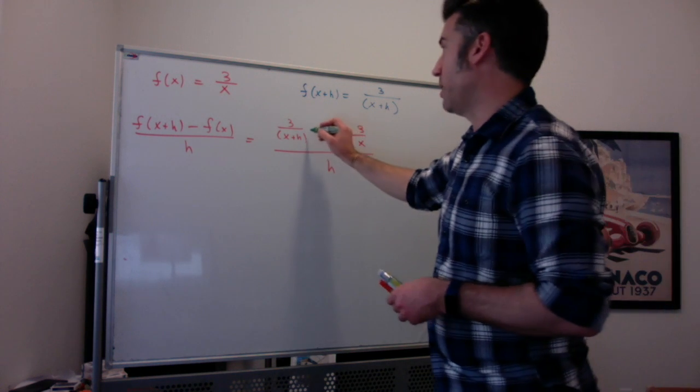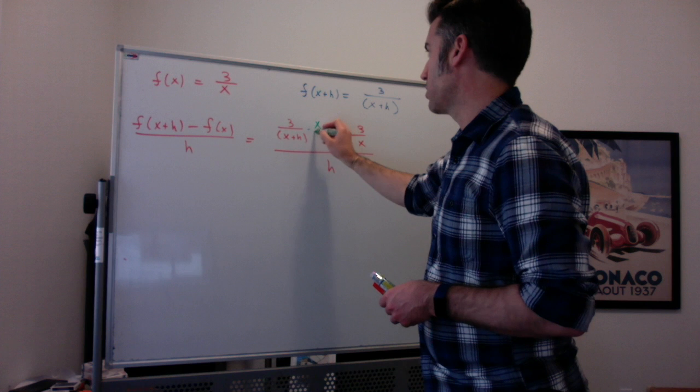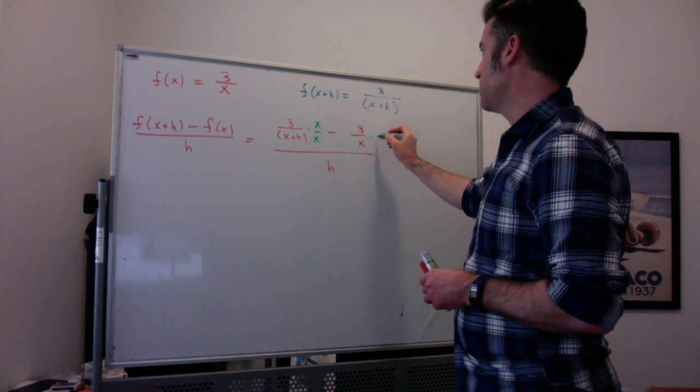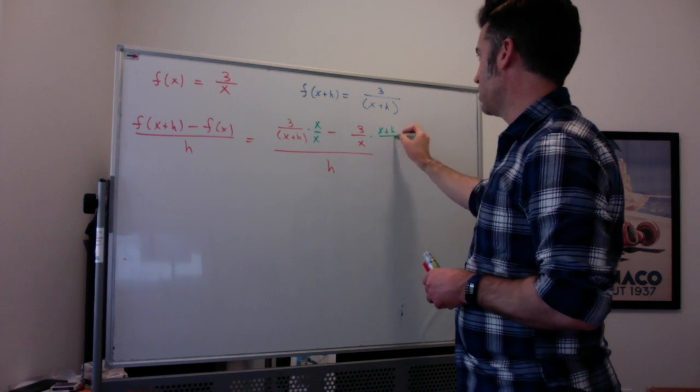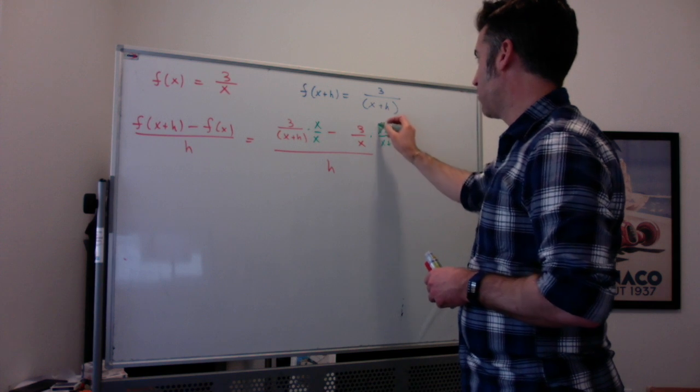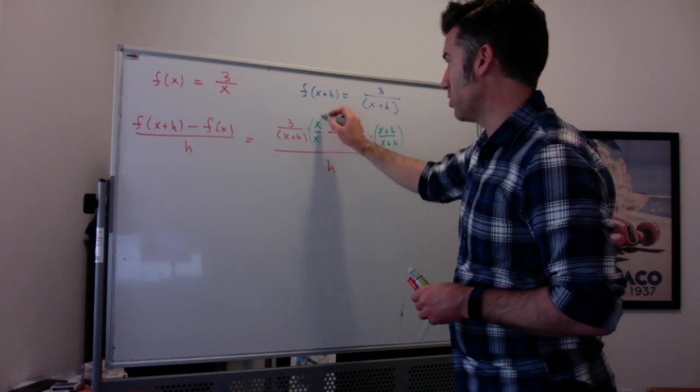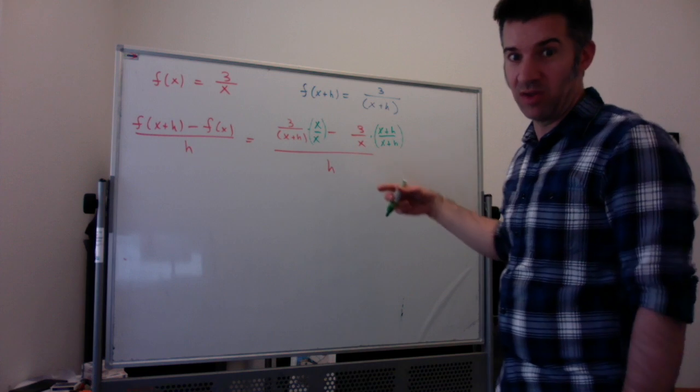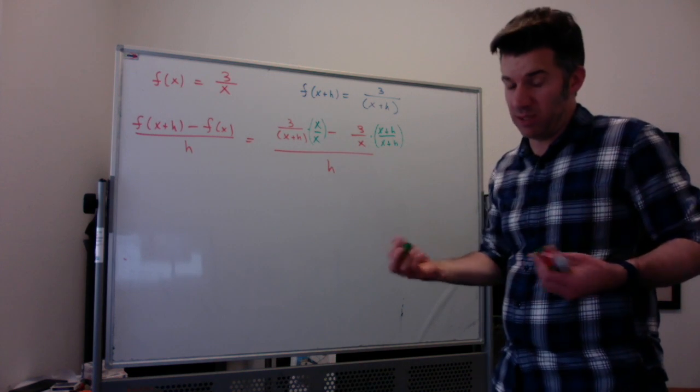And now, to subtract these two things together, I need the common denominator. So multiply this by x over x, and this by x plus h over x plus h. And unfortunately, this really is the only way we can do it. You can't just add on an h here. The only way you can change the denominator is to multiply it by something.